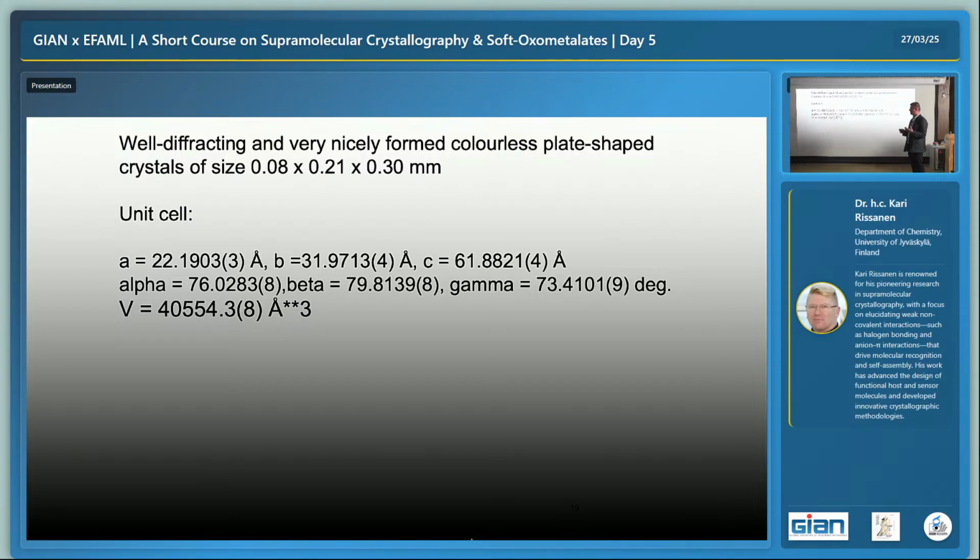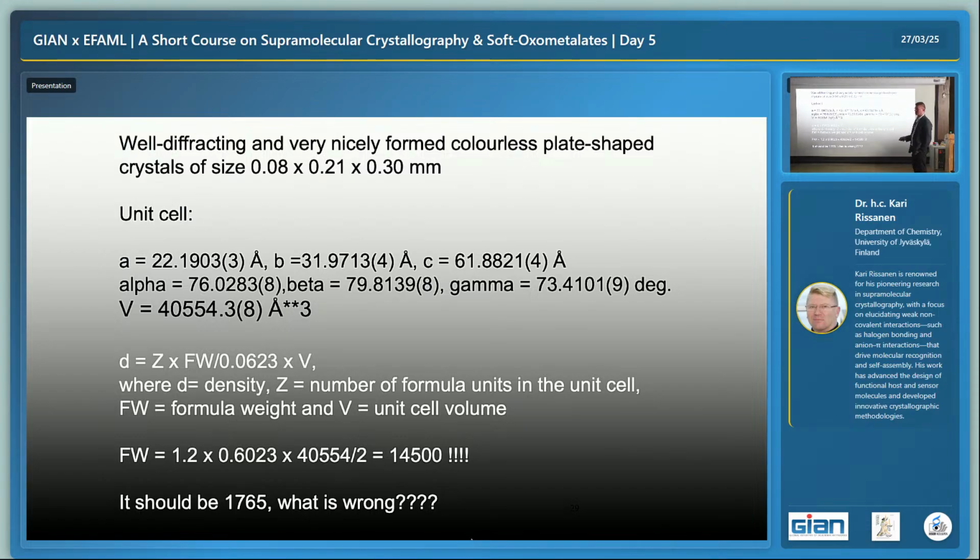But anyway, I decided, okay, let's try this and let's see what happens with this. And the idea is, why is this? Because if you calculate, remember, this is the formula we saw earlier. So density equals the number of the units with the molecular weight divided by the Avogadro's number in Angstroms and volume. Density, number of formula units, and so on. Now we calculate. So we estimate that the density of this is 1.2, like an organic compound. This is now the Avogadro number. This is now the volume divided by 2, because in the triclinic system we should have 2 molecules in there. And it says the molecular weight of the thing should be 14,000.